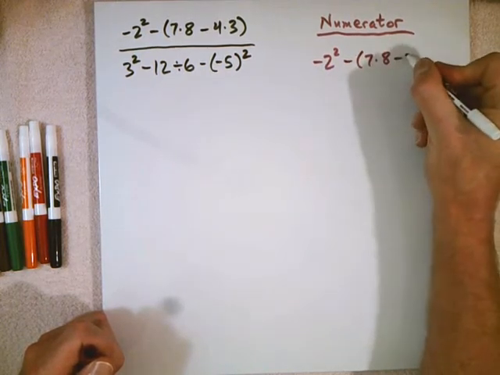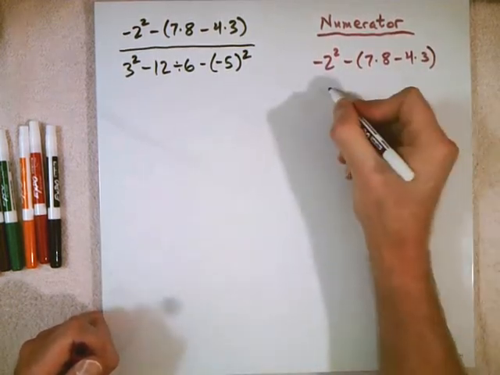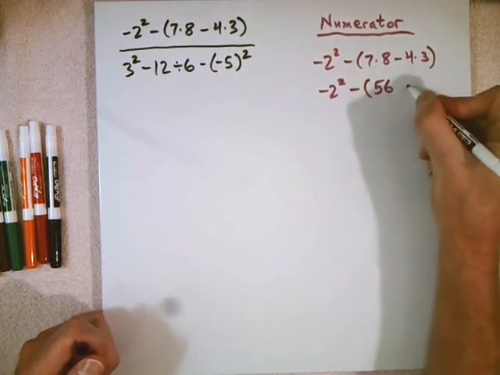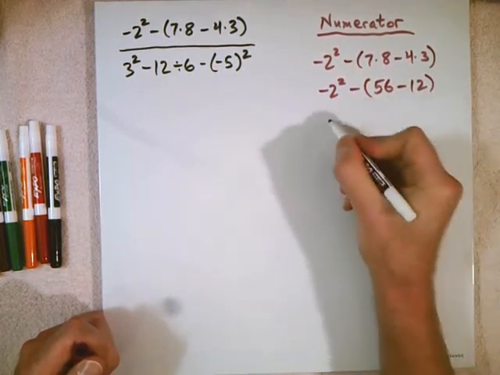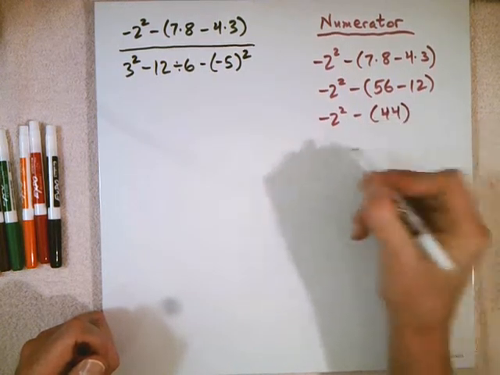Okay, so notice your grouping symbols, the parentheses. Let's go ahead and start inside there. Not too difficult to do. We got 7 times 8, which is 56. 4 times 3 is 12. 56 minus 12 is what? 44. At this point, you really don't need the grouping symbols anymore. So if you want to get rid of them, you can. You don't have to, but let's just get rid of them.